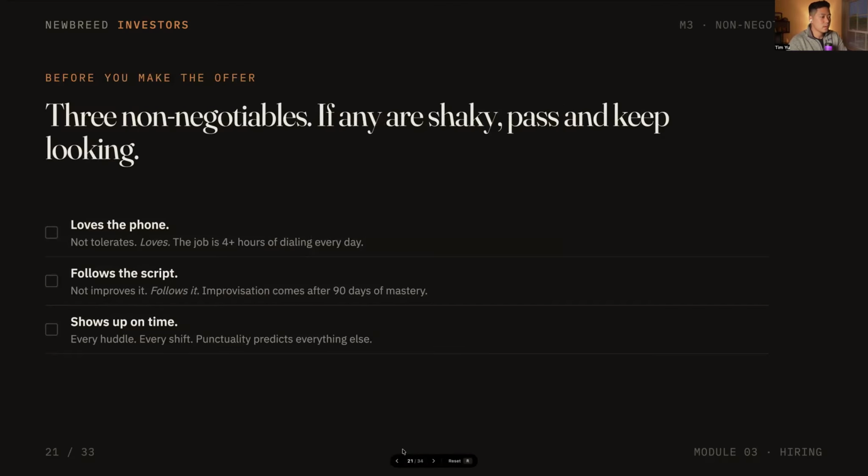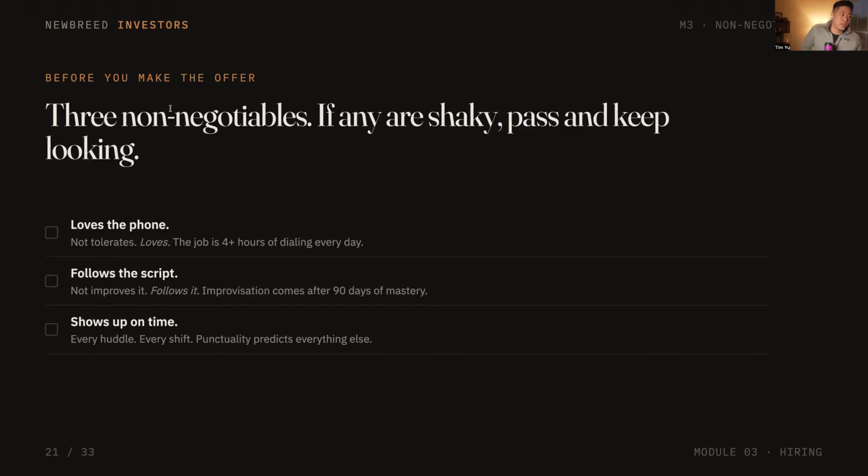Okay. Here are some non-negotiables for hiring. Before you make the offer, there are three non-negotiables. If they're shaky and you feel weird about it, you must trust your gut sometimes. And if you feel like this person doesn't fit these three things, then just move on. There's other candidates. Trust me, every day you're going to get like 10 people on Indeed applying. I promise you. So if you feel like there's somebody that you don't want to hire, don't do it.